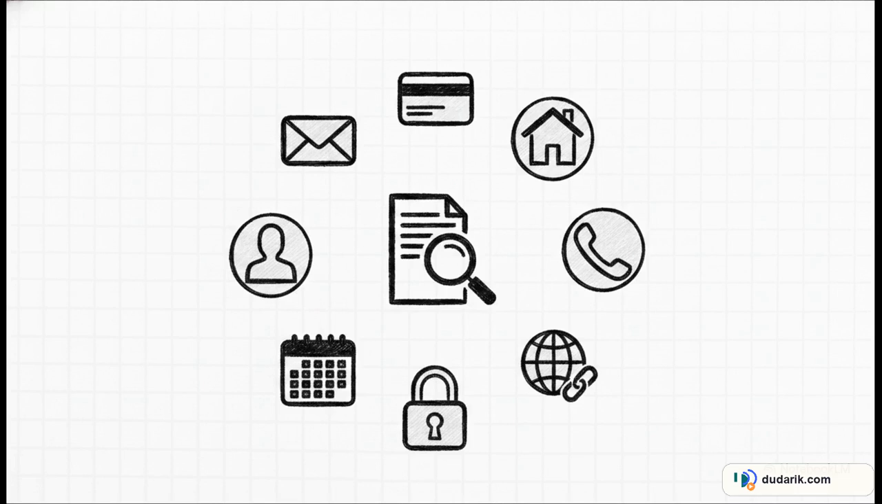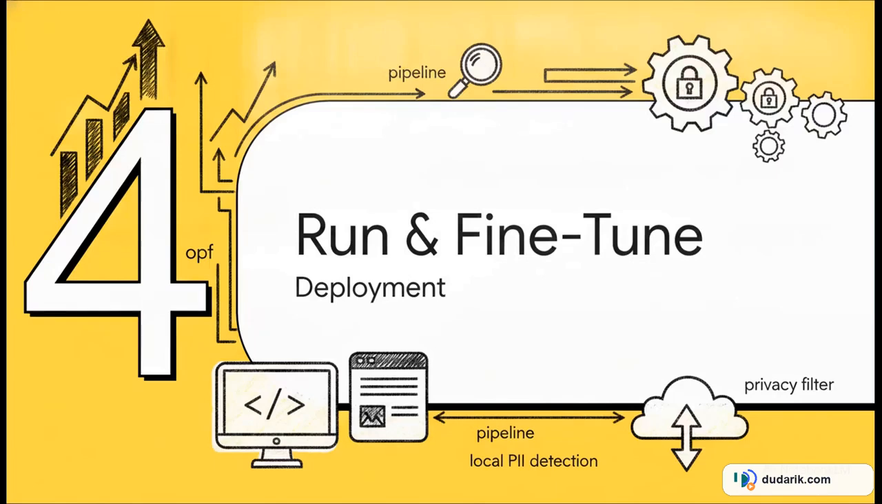The whole system is engineered to ruthlessly target personal identifiers while trying its absolute best to preserve the harmless context around them. So, for example, it completely removes the specific credit card number, but leaves intact the sentence explaining that a purchase was actually made. Section 4. Running and fine-tuning.